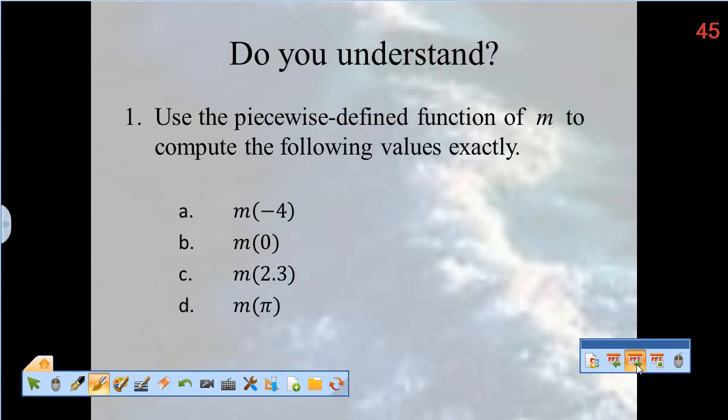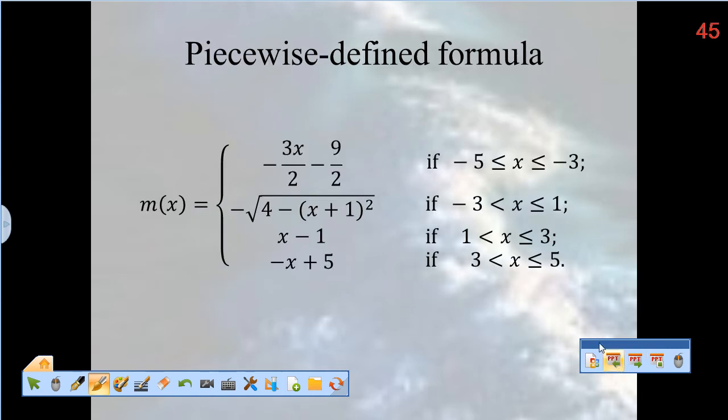So now, here are your questions. Use the piecewise function of m to compute the following values exactly. All right, m at -4. Well, -4 falls right in this area between -5 and -3. So we're going to substitute -4 in for this x right here. Let me get my calculator, and I'm going to sub it in. So -4, and the answer is 1.5.